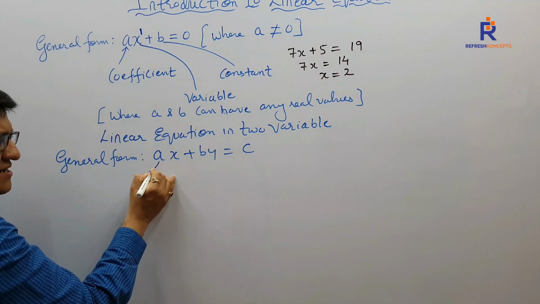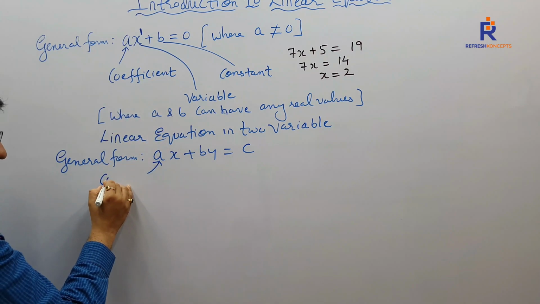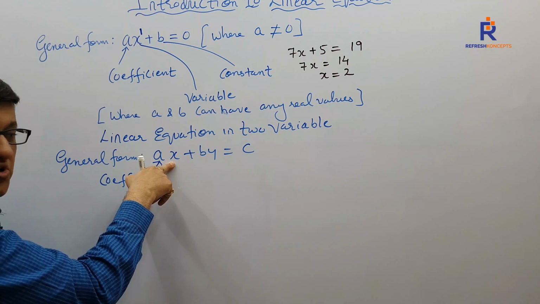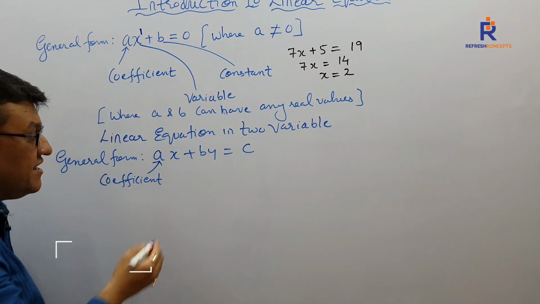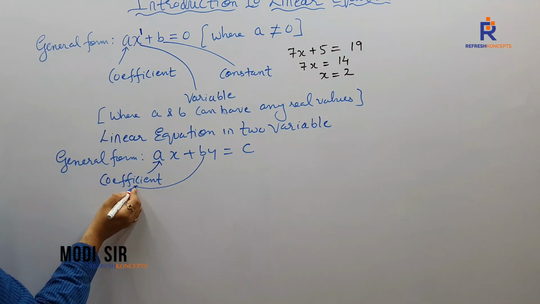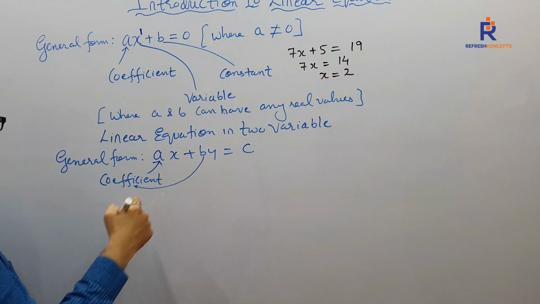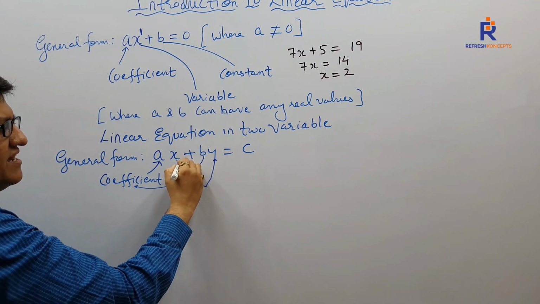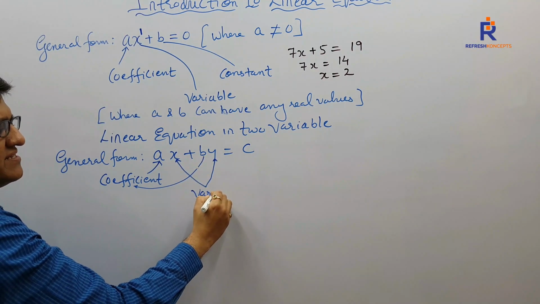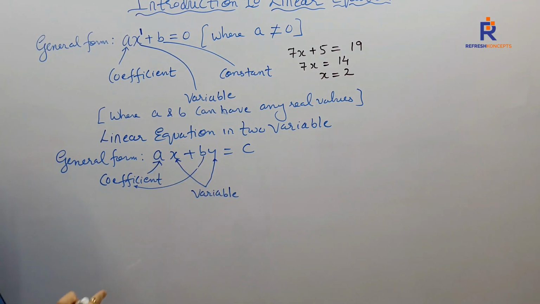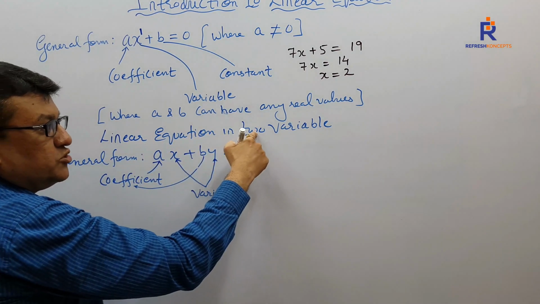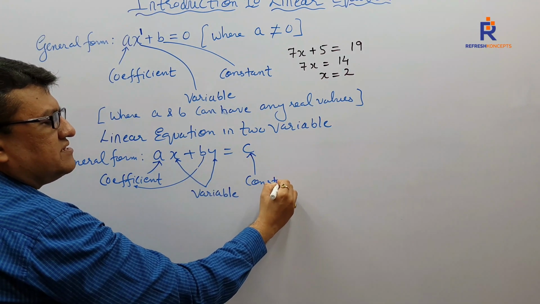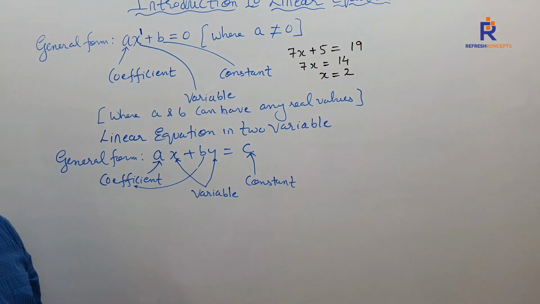Now what is a here? A is nothing but, as we have written down, the coefficient of variable x. What is b? B is also the coefficient of variable y. Then what are these x and y's? X and y are nothing but my two variables. That's the reason, two variable. And what is this c? This c is nothing but any constant.